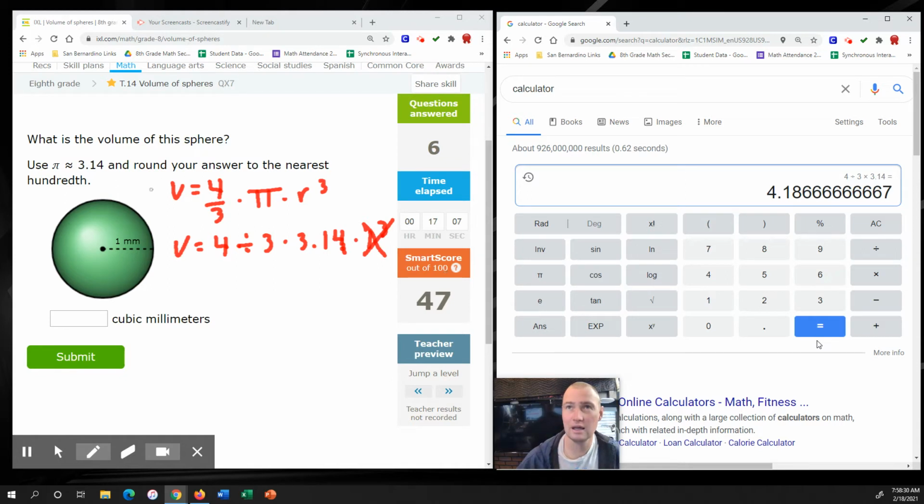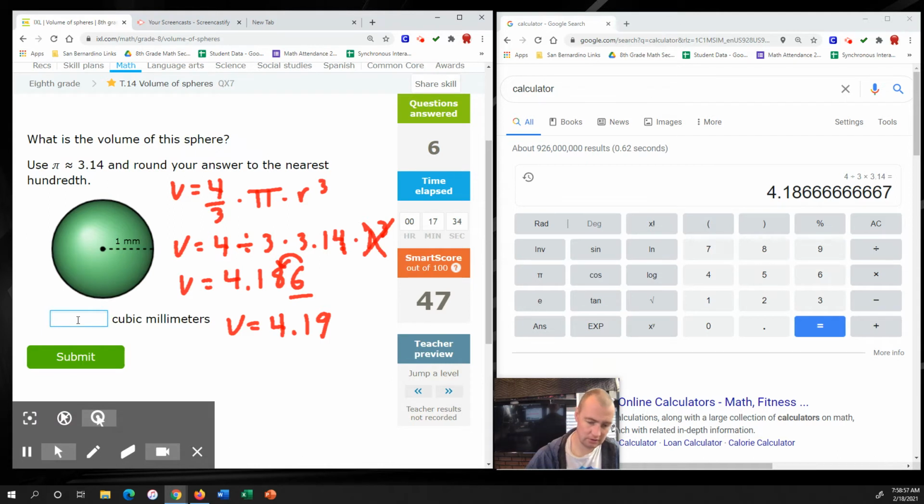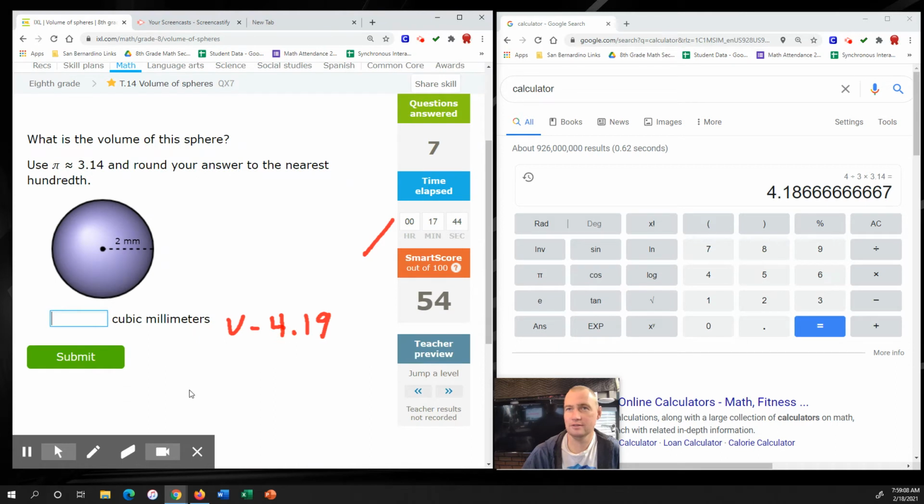I got a volume of, what do we got? 4.186. Okay, the 6 is higher than a 5, which means that 8 needs to bump up by 1. So we're going to go ahead and round to the nearest hundredth: volume equals 4.19. All right, let's see if we got this right. 4.19. Easiest question you're going to get because when the radius is 1, you can't make it any smaller than that, right? All right, worked out.